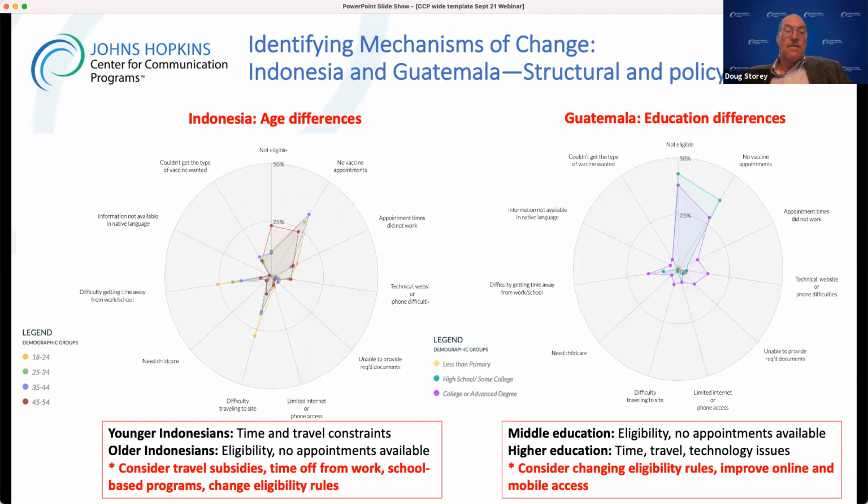internet information. So what this suggests is that for Guatemala, the strategic opportunities may be a little bit different than we see for Indonesia. We might consider changing some eligibility rules, for example, to overcome that barrier, particularly for those with lesser education. We might try to improve online and mobile access to make it more available for those who rely on those resources for information and for making appointments. Next slide, please.